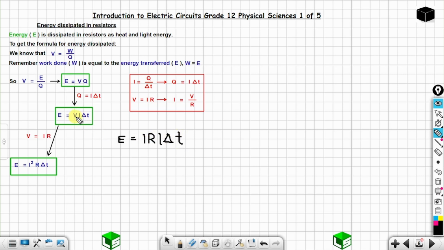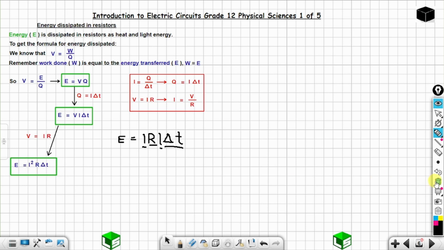Okay, instead of voltage, you have current times resistance, and then times current again, you have current, times change in time. Now, can you see? You have current times current. You are going to have current squared times resistance, times change in time. So you have this.